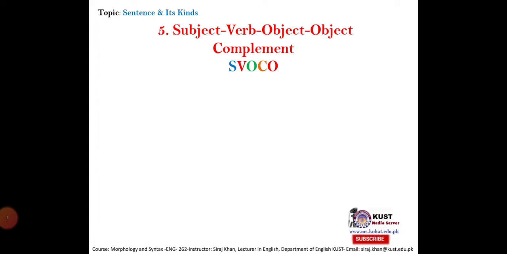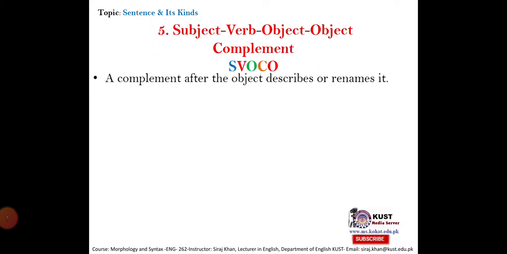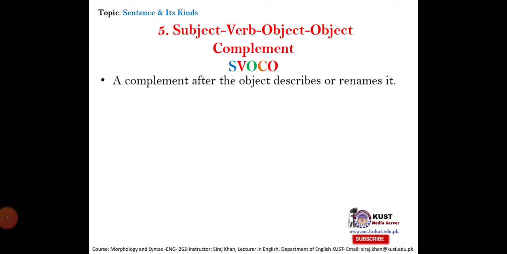Subject, verb, object and object complement, SVOC. A complement after the object describes or renames it. For example, they painted the house white. So here white is a complement of the object, the house.